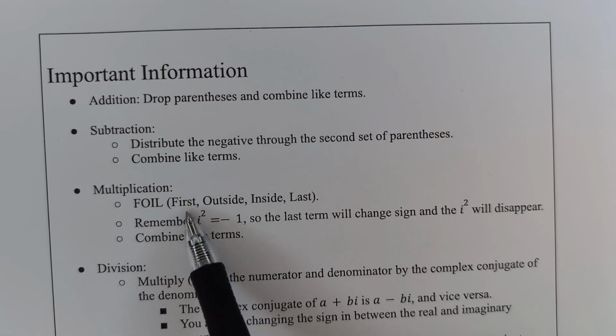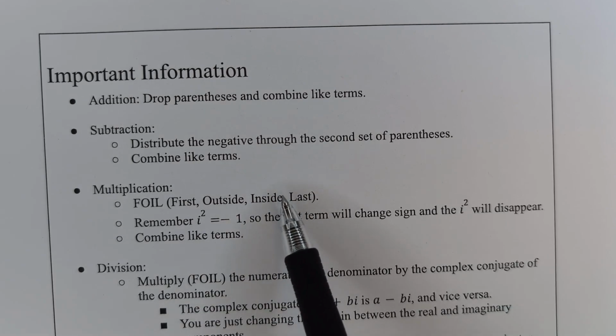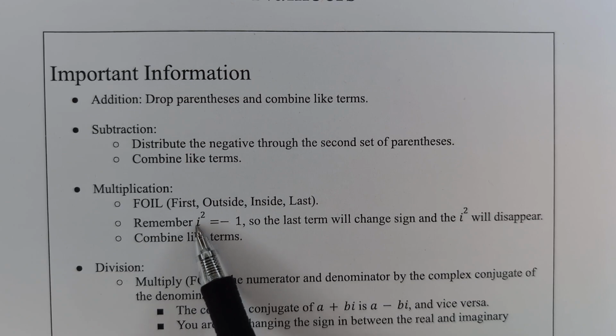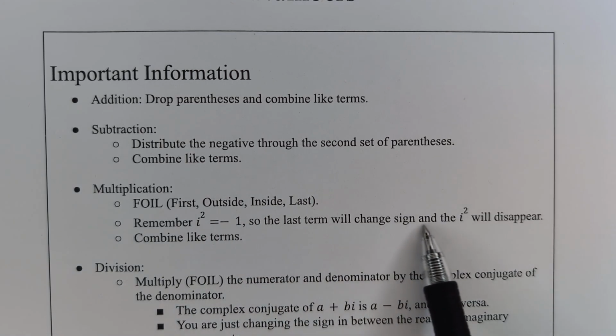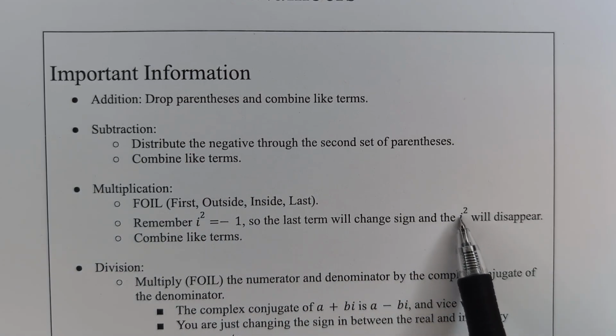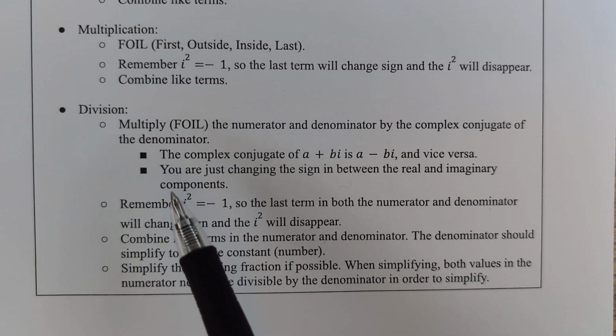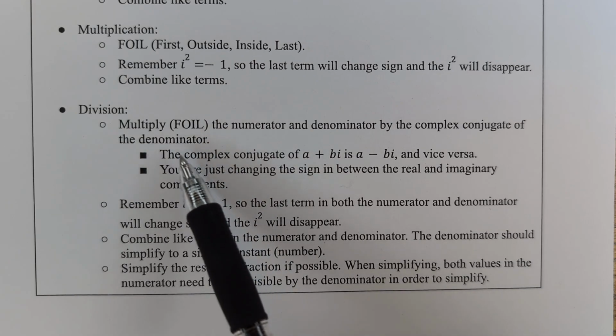Multiplication is FOIL: first, outside, inside, last, so distributive property. However, our answer cannot have an i squared in it, so we need to remember that i squared is -1, so that last term will change sign and the i squared will disappear. Then combine like terms.